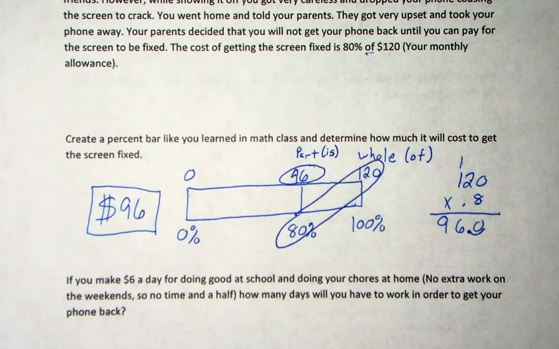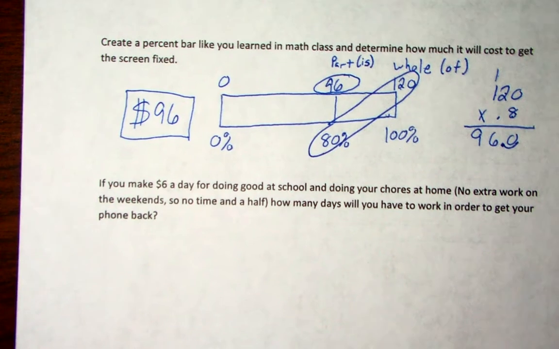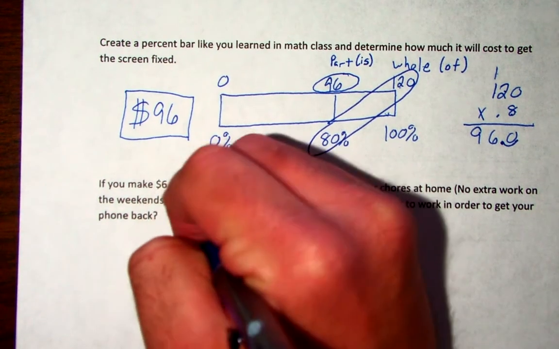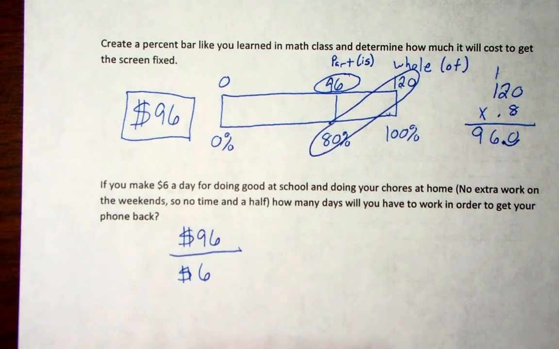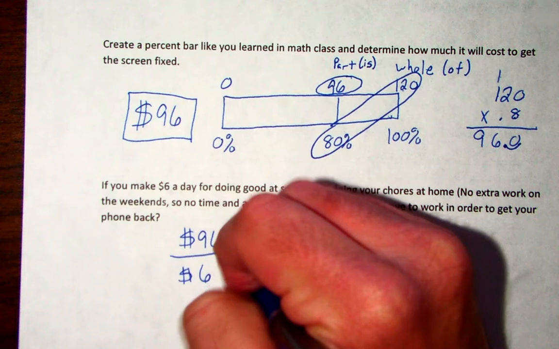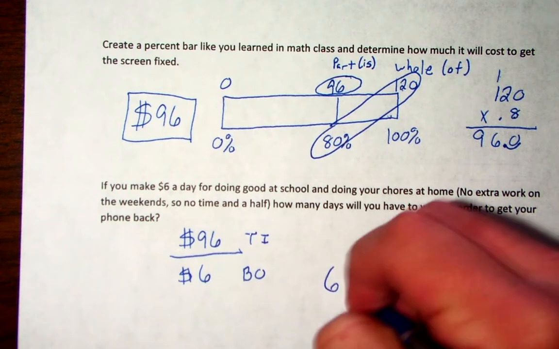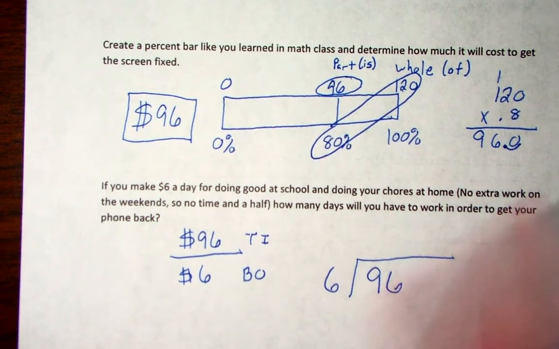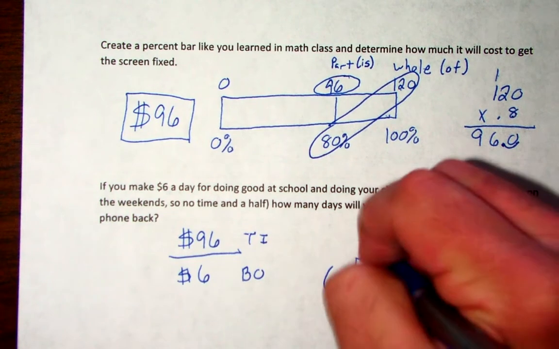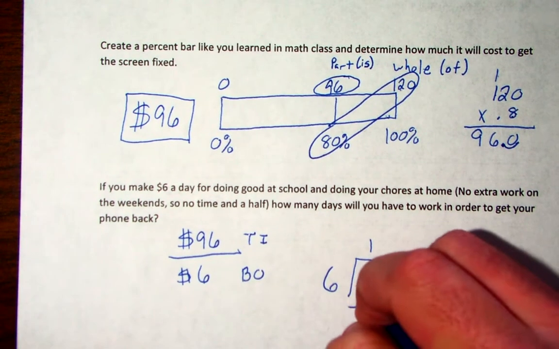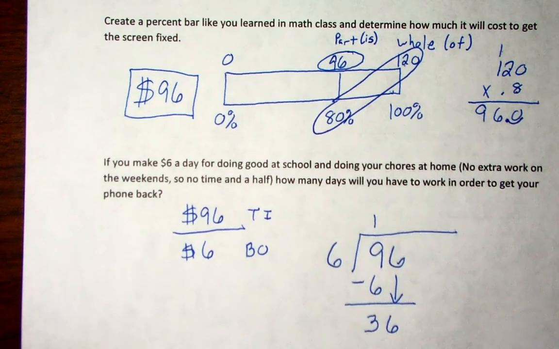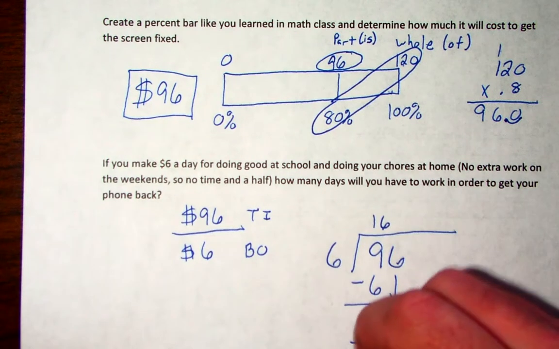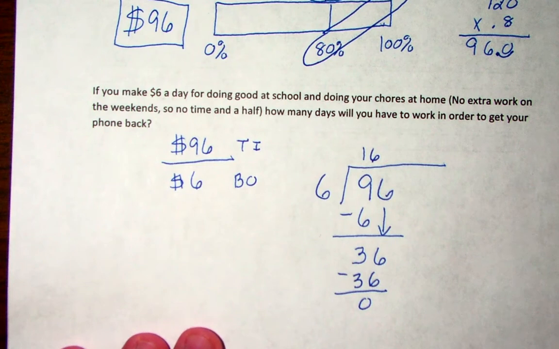Ooh, so let's see. Well, you have your $96, and you're going to have to divide that by the $6 a day. So let's see here. Top in, bottom out. 6 can go into 9 one time. 6 can go into 36 6 times. So it's going to take you 16 days to get your phone back.